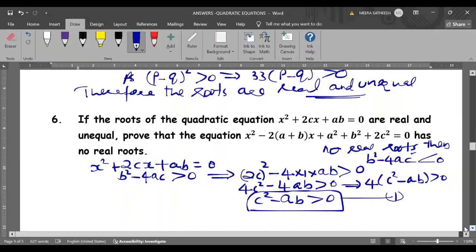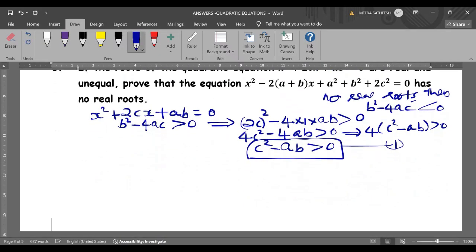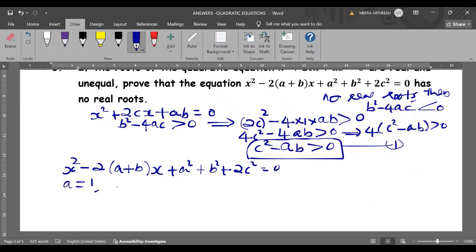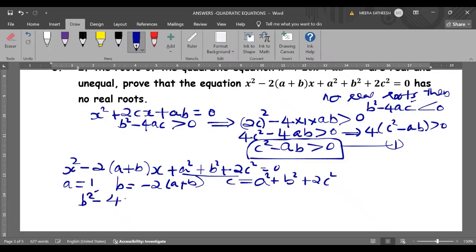Now come to the second equation. Let us also find its discriminant. So in the second equation, what is the discriminant? Here x square minus 2 into a plus b times x plus a square plus b square plus 2c square equal to 0. So what is in place of a here? The coefficient of x square is 1. b is minus 2 into a plus b. In place of c you have a square plus b square plus 2c square. Now we have to find b square minus 4ac. The sign is negative, but it will be squared so positive, no? So minus 2 square, 4 into a plus b whole square, minus 4ac. 4a is 1 only. So 4 into a square plus b square plus 2c square.